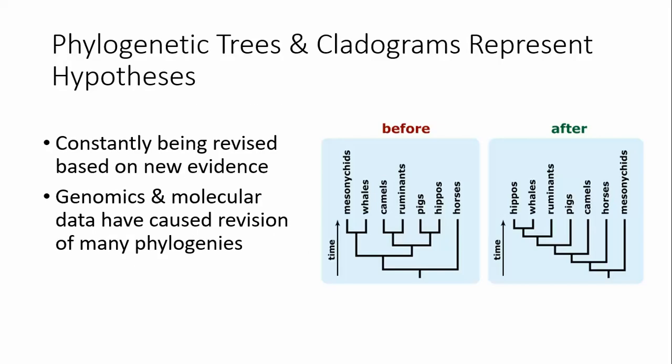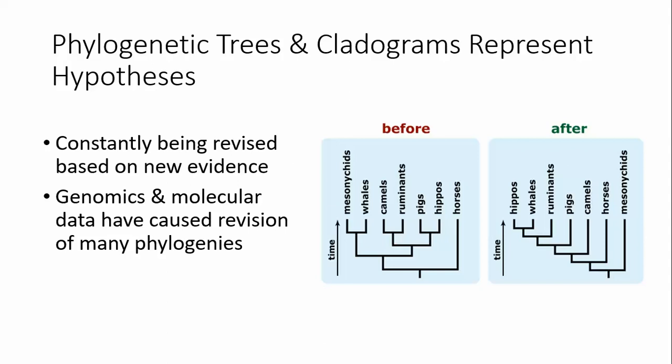Now, phylogenetic trees and cladograms don't stay static. They change based on new evidence. They are just hypotheses that need to be backed up with evidence, backed up with data. So as we uncover new fossils, or as has happened in the last few decades, as we get better at analyzing genetic data and molecular data, we've had to revise a lot of phylogeny.